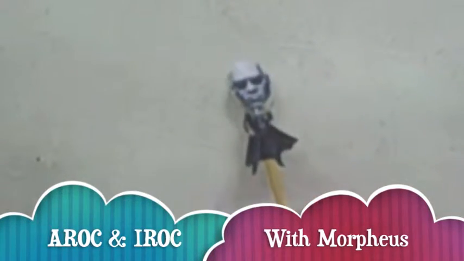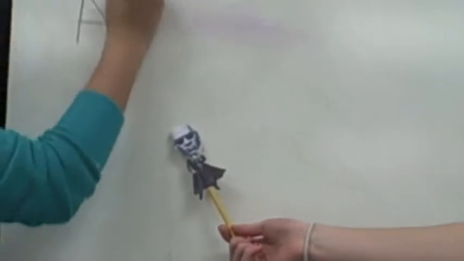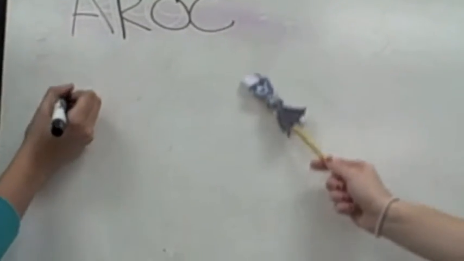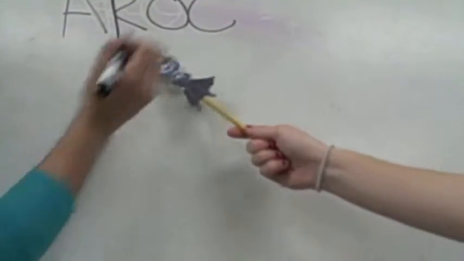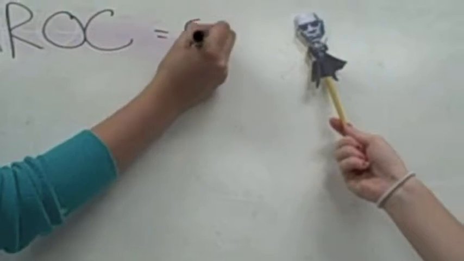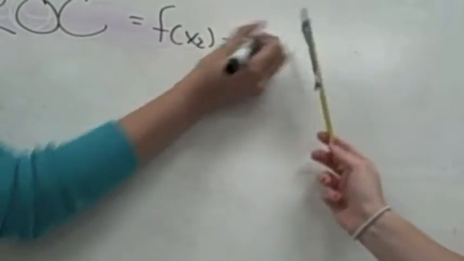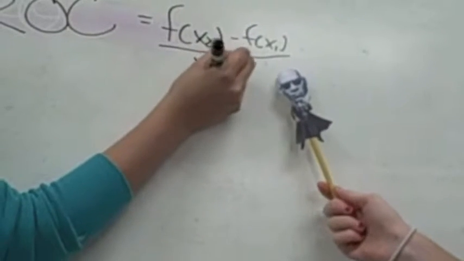Hello, we are going to learn the first lesson of the matrix today. Rates of change in polynomial functions. The first one we have to learn about is AROC, average rate of change. This is also the secant. The equation for AROC is f at x2 minus f at x1 all over x2 minus x1.